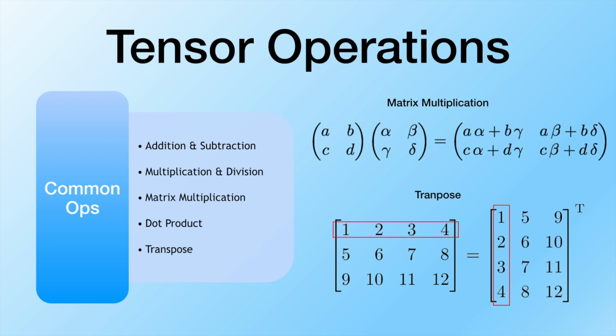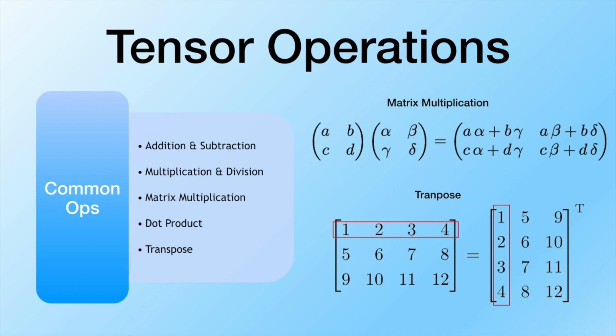If we were to add those together, then that would be element-wise addition. So we would have the result of A plus alpha and B plus beta, and then C plus gamma and D plus delta. So we'd be left with the same shape. We would have a 2 by 2 matrix with those elements added together. Same thing goes for the multiplication, division, and subtraction.